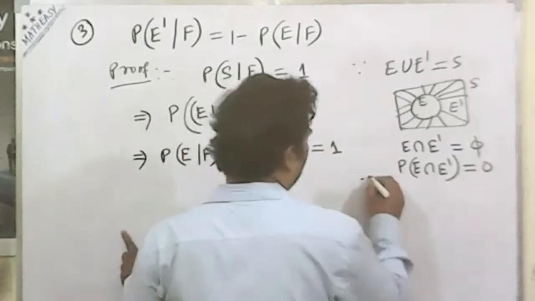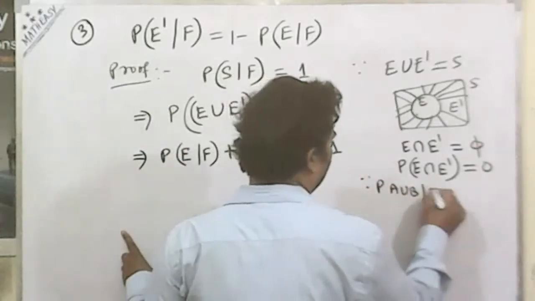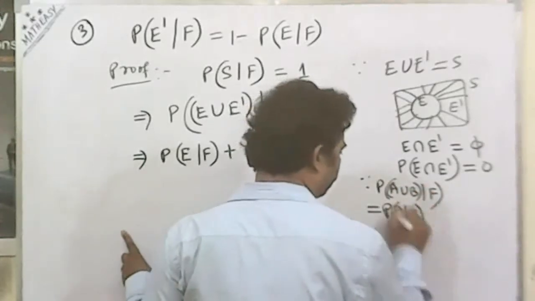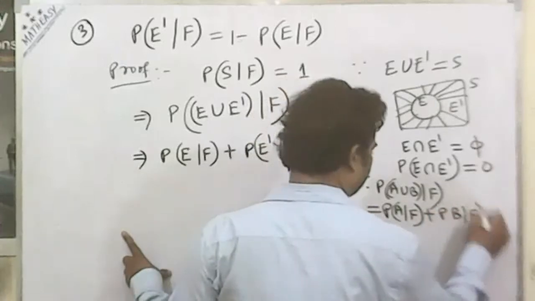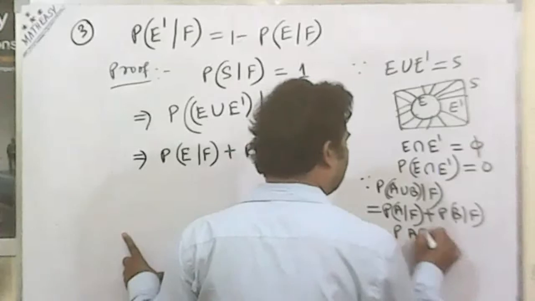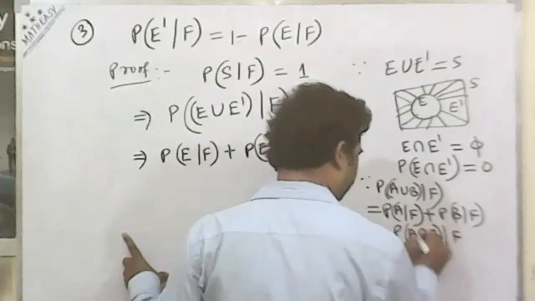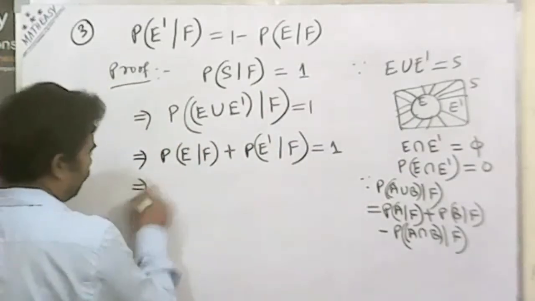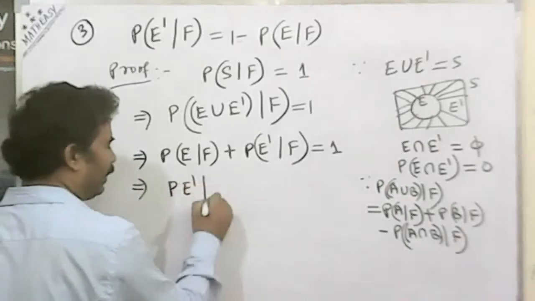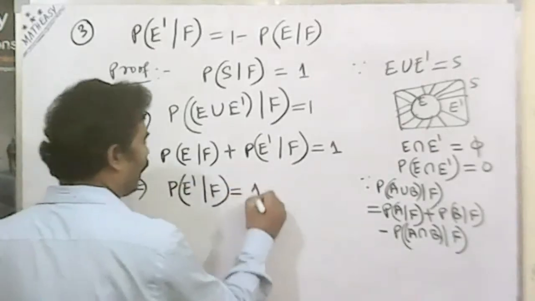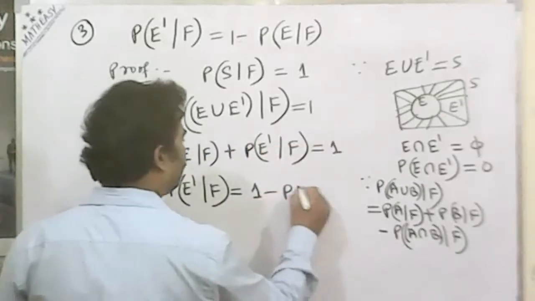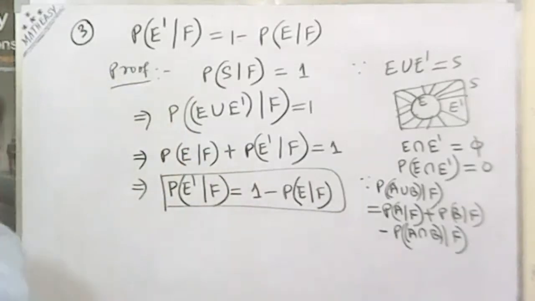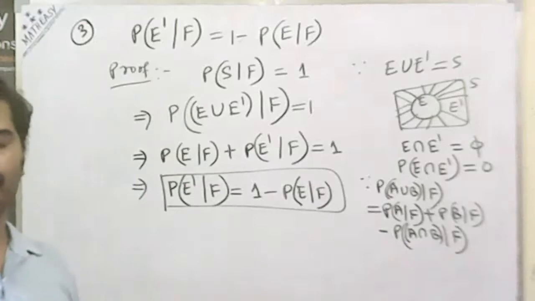Now here, probability of A union B condition of A is equal to probability of A condition of A plus probability B condition of A minus probability A intersection B condition of A. Now here, probability E complement condition of F is equal to 1 minus probability E condition of F. Now the third property is verified, or proved.